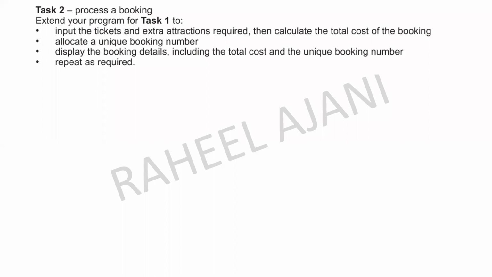Now moving to task 2, the question mentions that you extend your program for task number 1 to input the tickets and extra attractions required, then calculate the total cost of the booking, allocate a unique booking number, display the booking details, including the total cost and the unique booking number, and the last point is repeat as required. That means after the booking of one person is done, another customer can book as many tickets as is required and the process will continue.